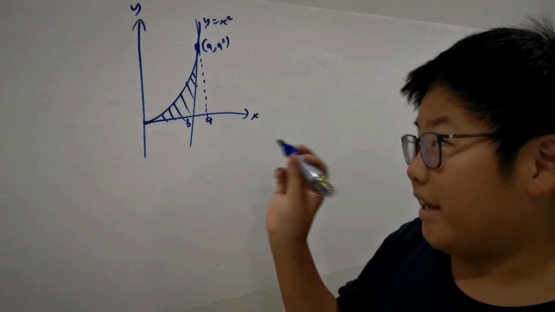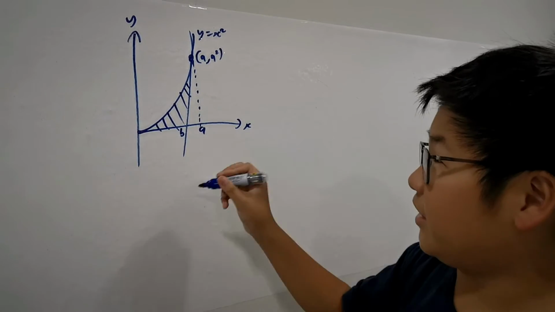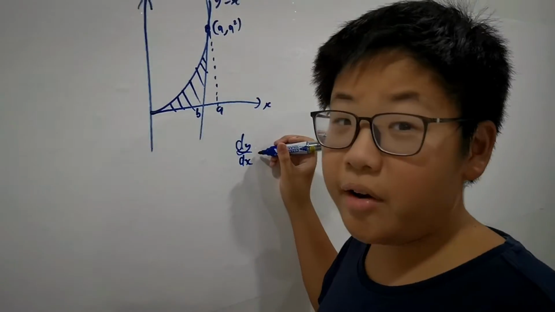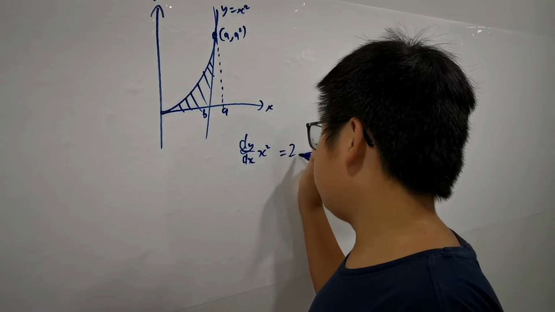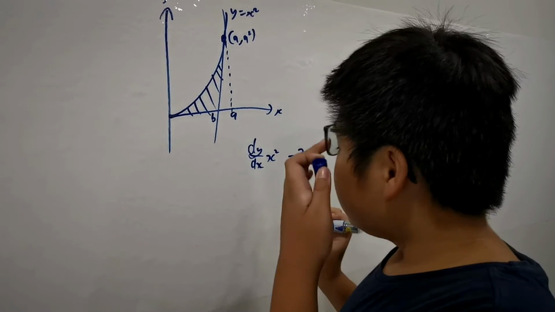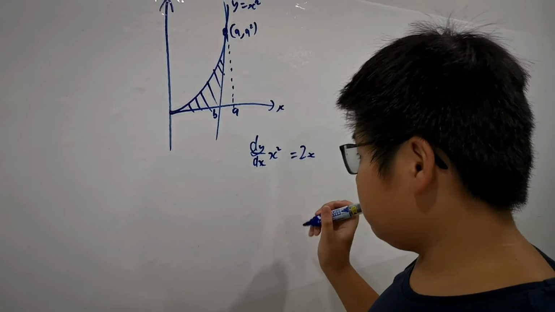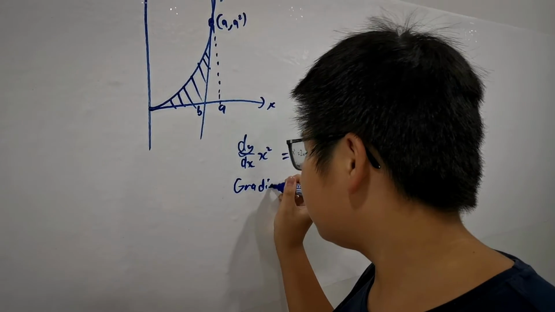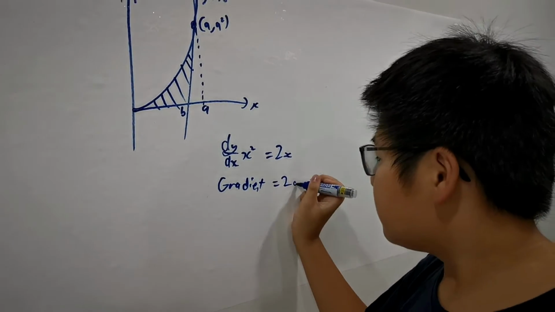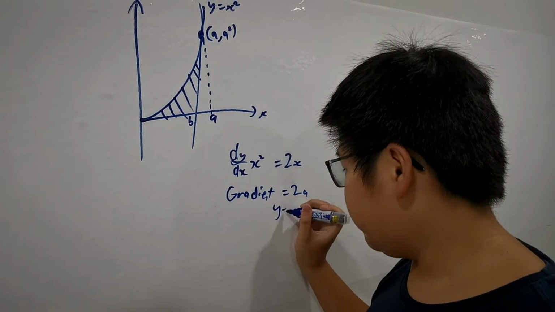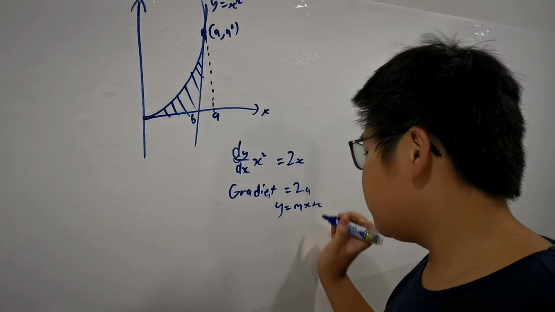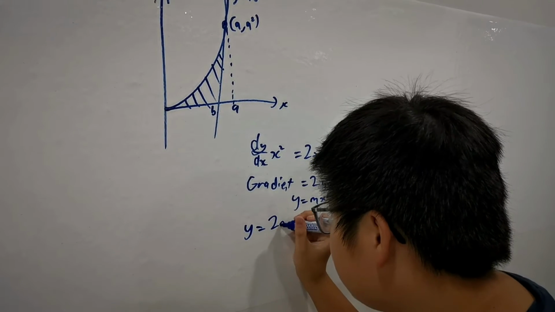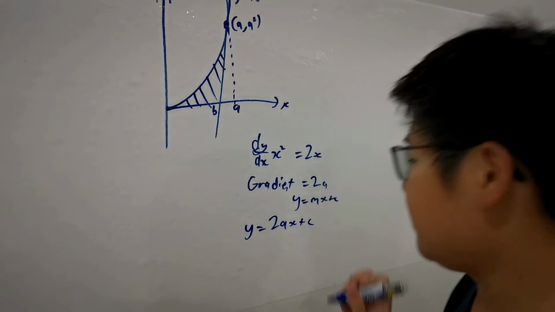Now, to find a gradient on a line, to find a gradient on the tangent, we need to take dy over dx. So what's the dy over dx of x squared? It equals 2x. Now, we found 2x. So the gradient is 2a. So let's write it down. The equation of the line is y equals mx plus c. 2a is the gradient, so we'll sub it into m. y equals 2ax plus c.